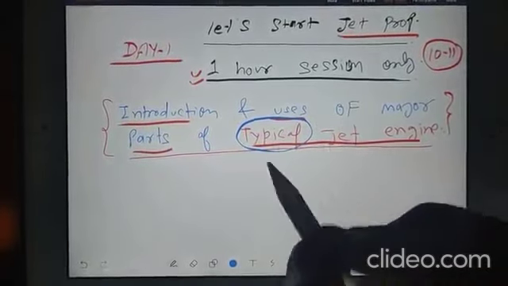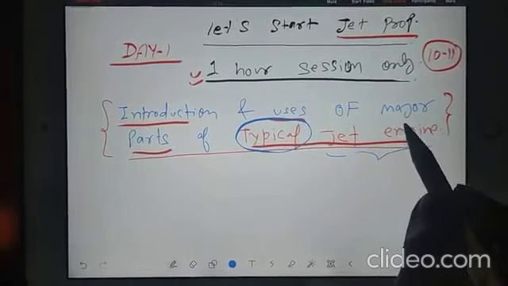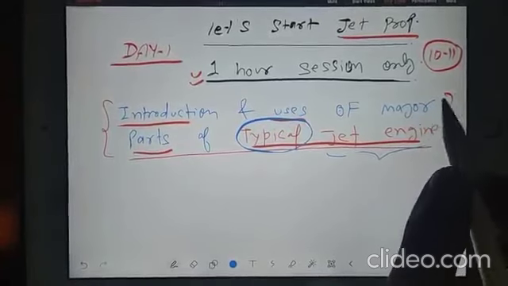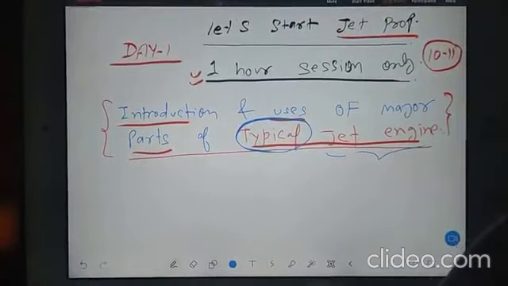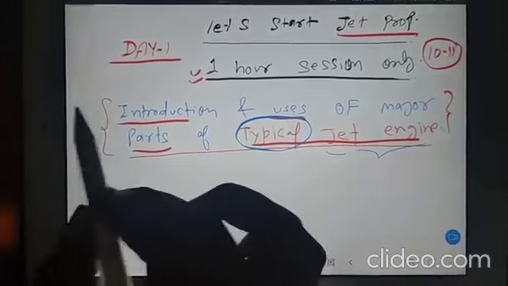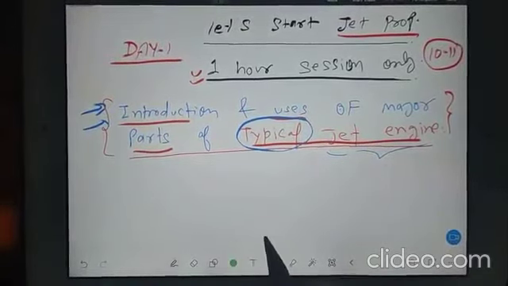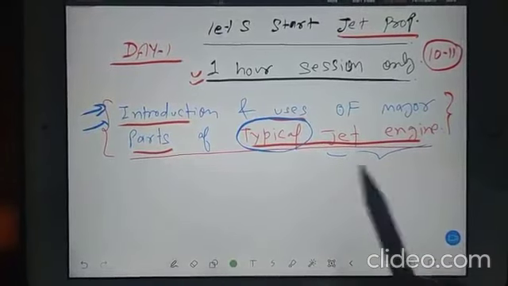Right now, I have to explain how a jet engine works and what is the role of the compressor, what is the role of the turbine, why we have added a turbine and compressor, why there is a need of this thing, the combustion chamber and everything. So take down the heading as introduction and uses of major parts of a typical jet engine.